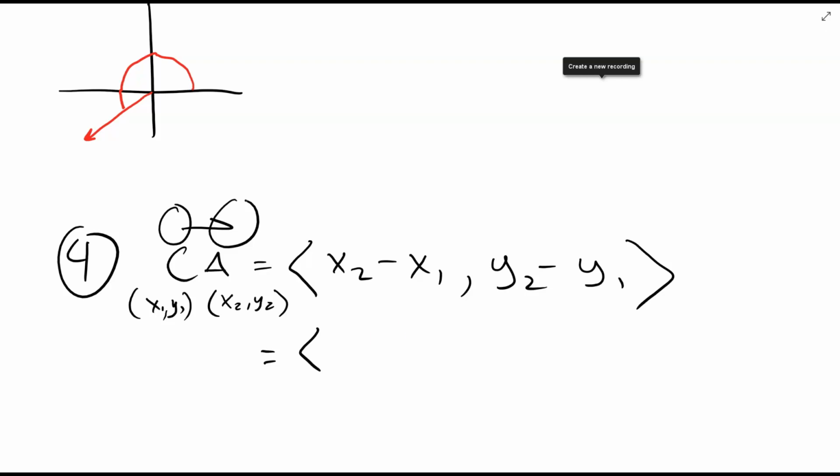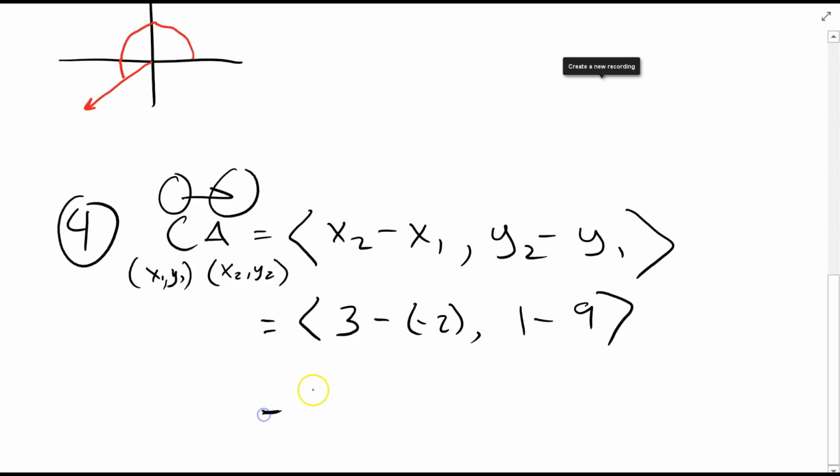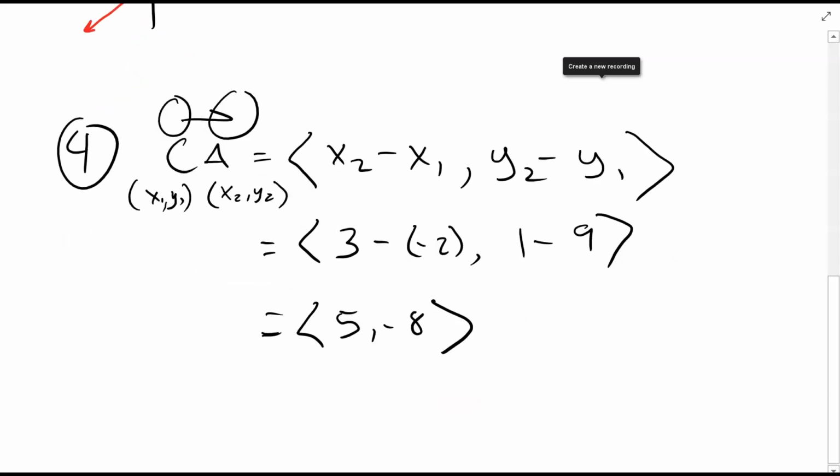Anyway, so if I do that, x2 then is 3. x1 is negative 2. And then y2 is 1. And y1 is 9. So that's going to give me 5, negative 8 as my component form. Does that feel okay there? Yeah.